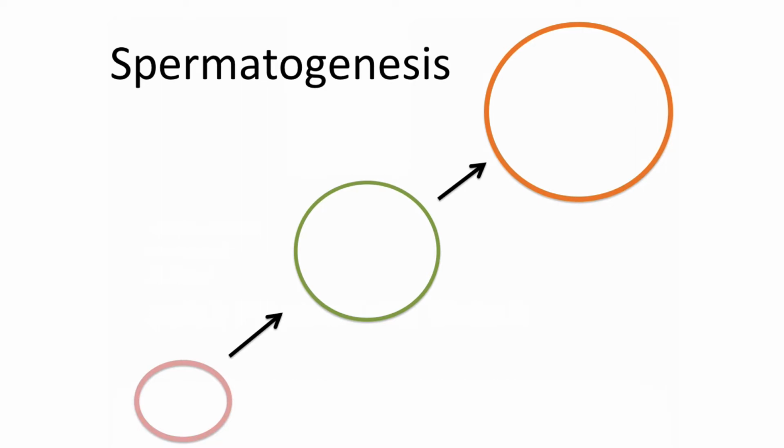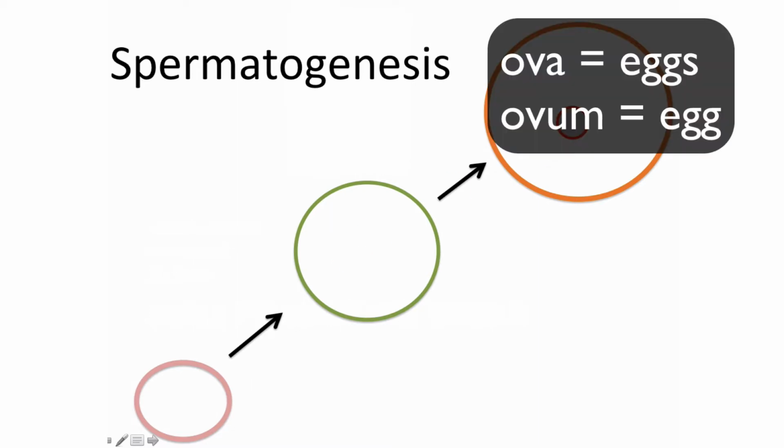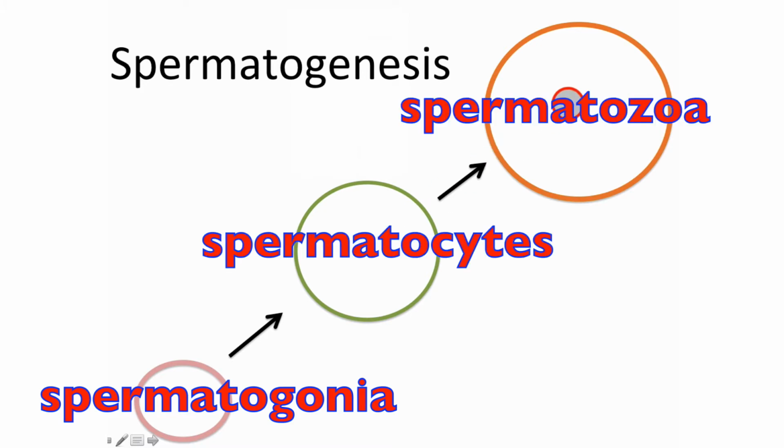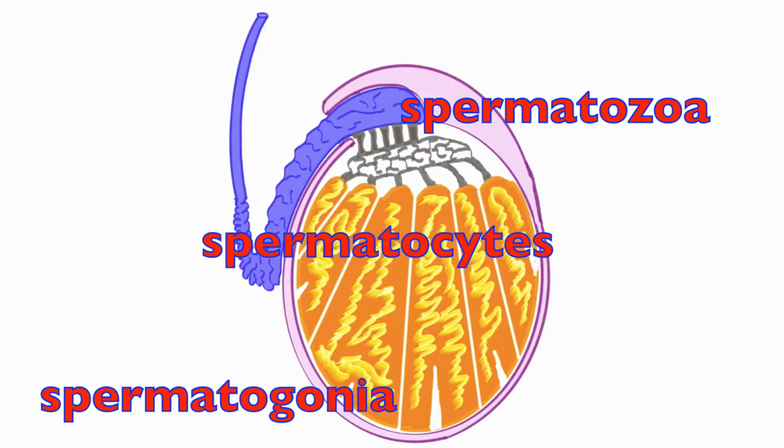So this is a familiar diagram that I had displaying gametogenesis, specifically oogenesis, where we had oogonia turning into oocytes and then turning into ovum or eggs. In males, this represents spermatogonia, spermatocytes, and spermatozoa. Spermatozoa are synonymous with sperm cells. The big difference here is that this doesn't begin until puberty, whereas in females, it begins in fetal development.